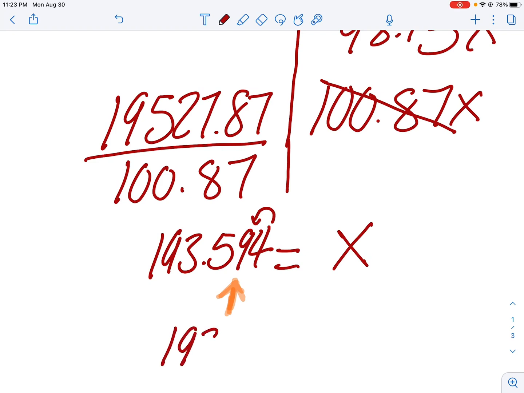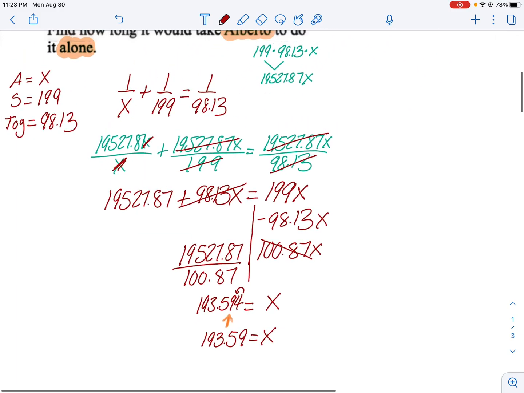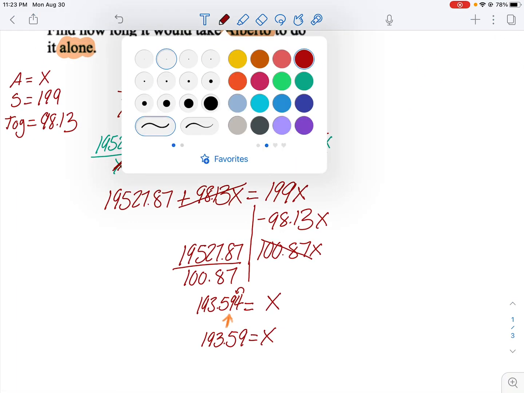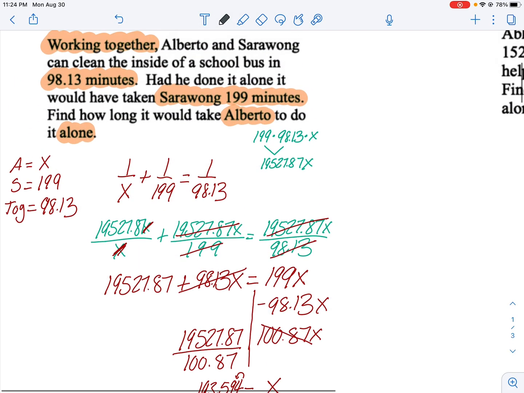So 193.59 is equal to x. Now, numbers-wise, this is our solution, right? But this is a word problem, so we need to write this in a word statement.